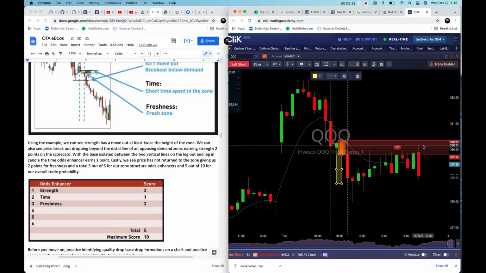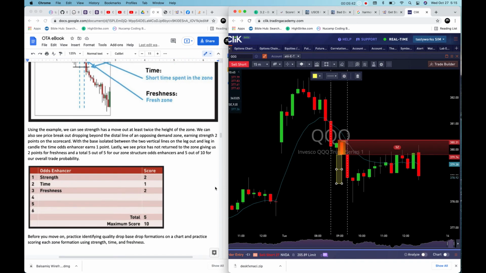All right. So at any rate, that's the process you want to go through. Go ahead and open up your preferred trading platform, practice identifying drop-based drop formations. And then once you have identified a quality drop-based drop formation, go ahead and go through the process of using the zone structure odds enhancers, strength, time, and freshness to score the zone.